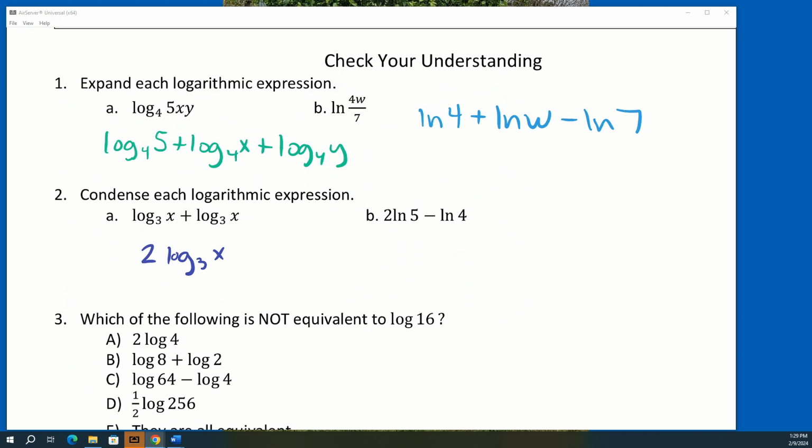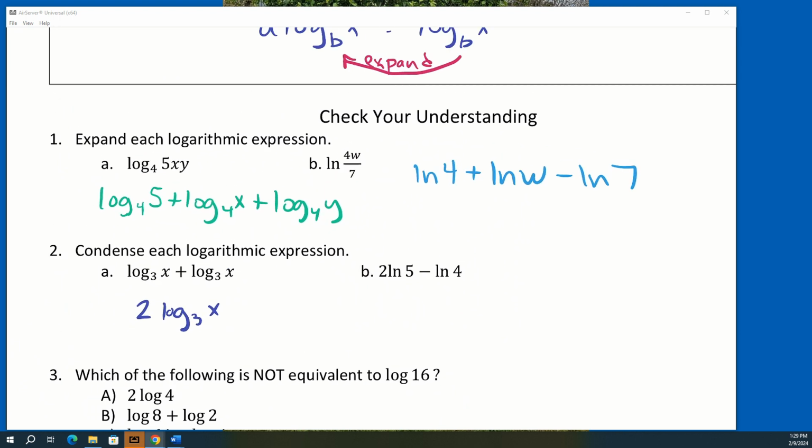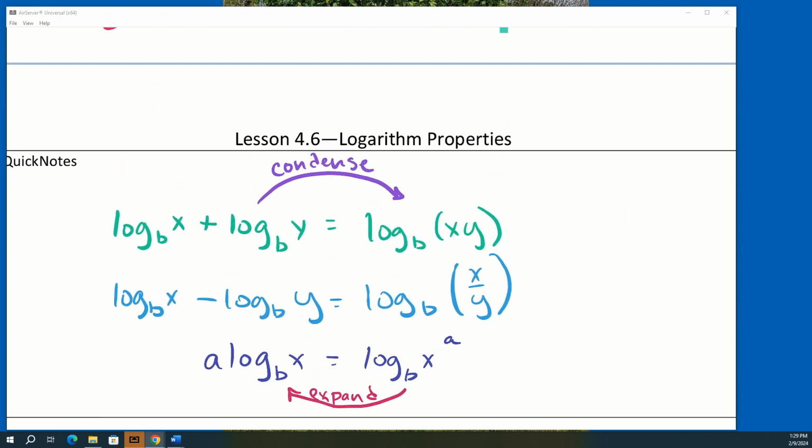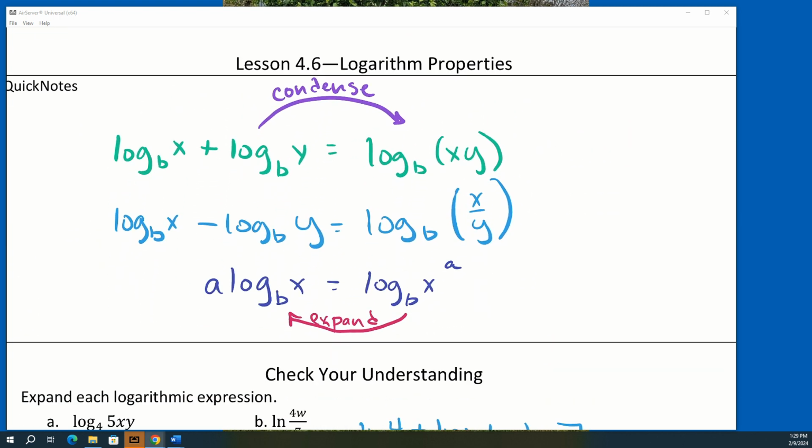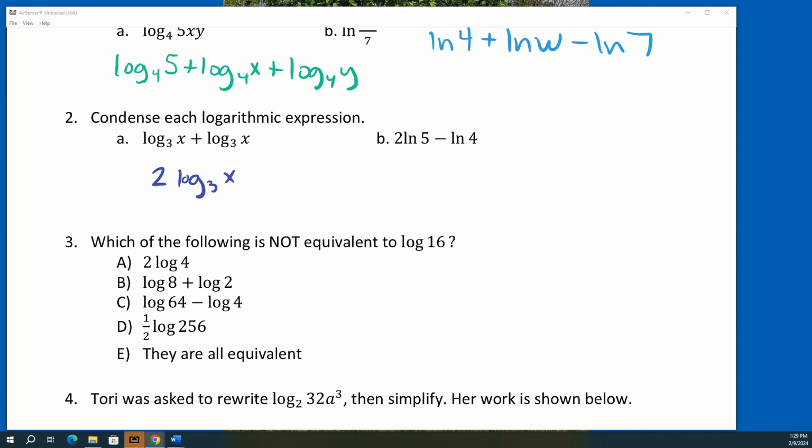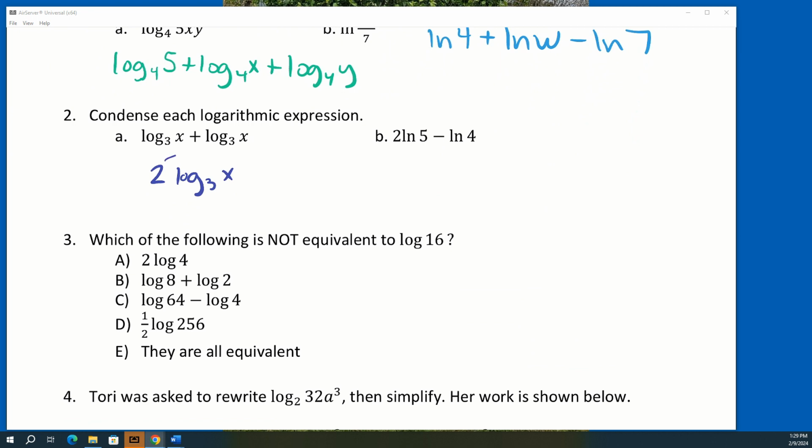And then if we look back up at our notes in that box, these directions are to condense. And when you're condensing, a logarithm or a number that's in the front needs to get moved up to the power. So that's the last thing we would do is take that 2 and move it up to a power of 2. And that's going to need to be your final answer.